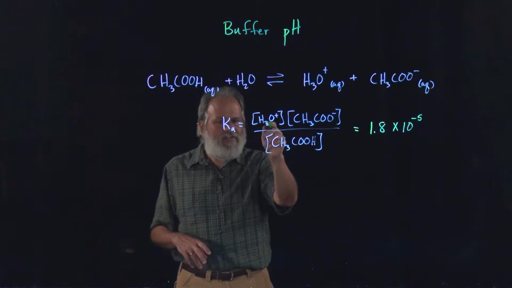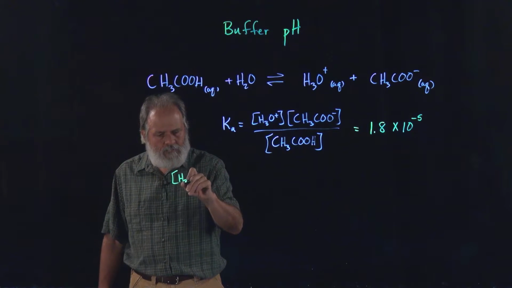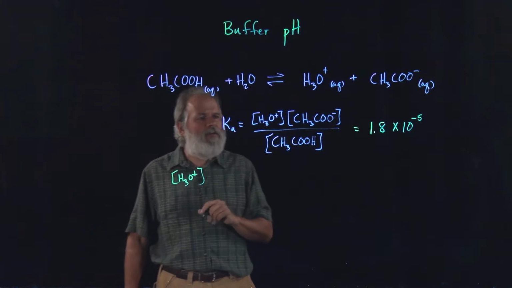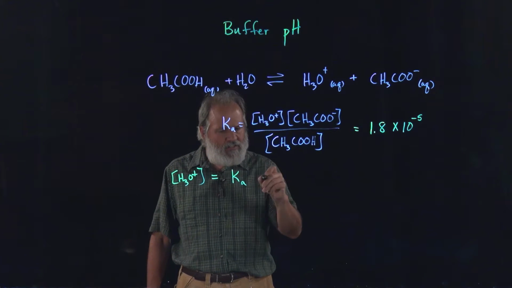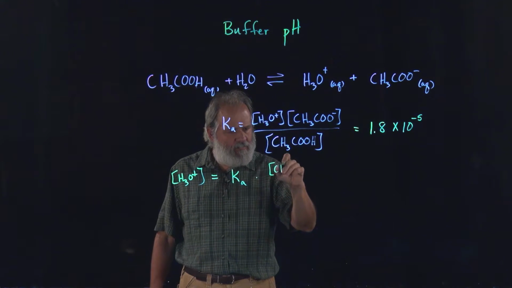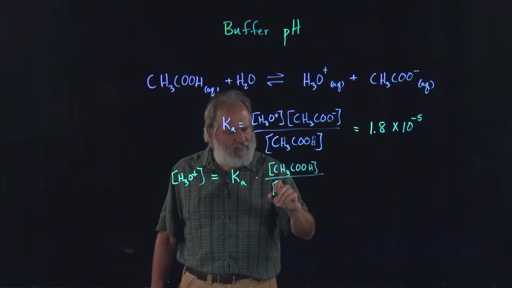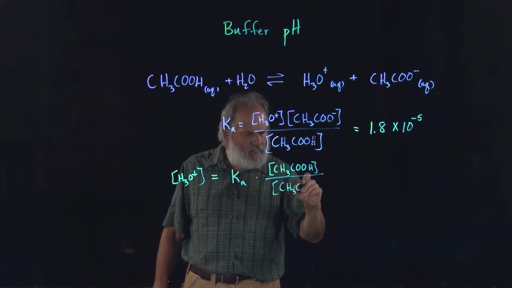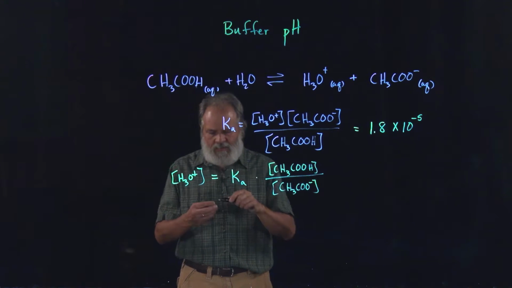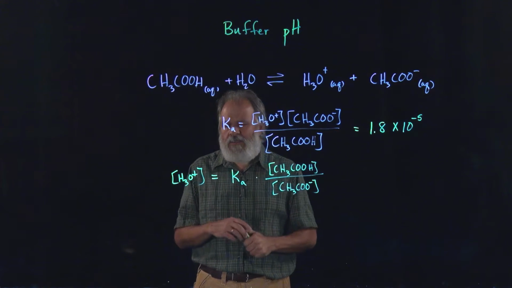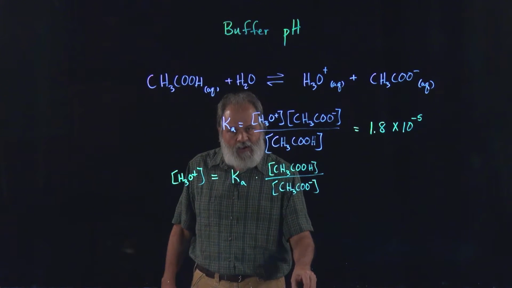So what we need to do is actually solve this equation for H3O plus and make that our working equation. And so if I have Ka and then I multiply by the acidic form divided by the basic form, then that will simply give me the amount of hydronium in the solution, which then I do minus log to get pH.